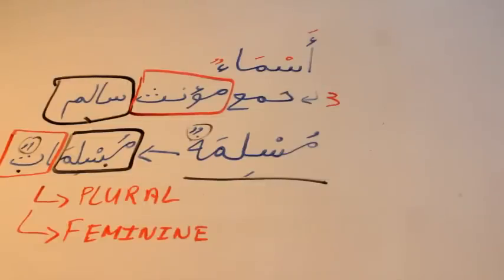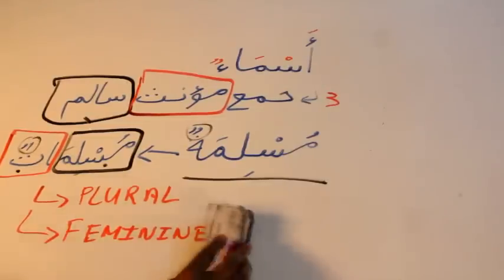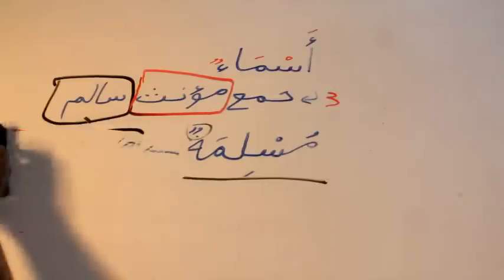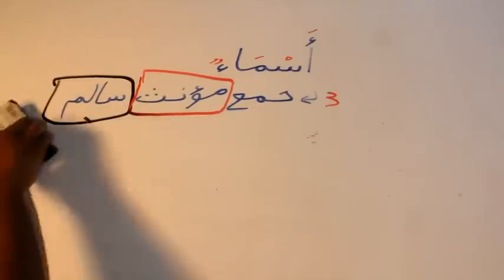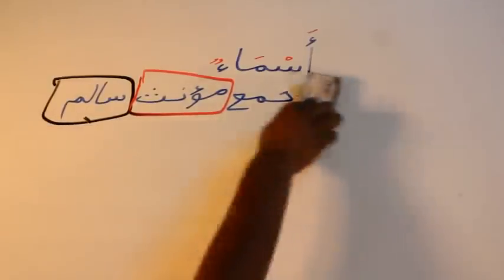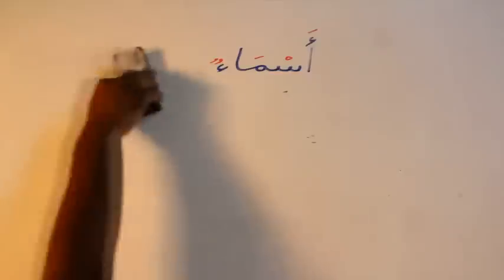So this is all we're going to do for today, inshallah. We covered the three types of nouns: the mudhakkar, the singular, muthanna, the dual, and the plural, the jam. And then we classify the plural into the broken plural, rijal, rajulan, the masculine plural, as well as the feminine plural. And that's all for today.